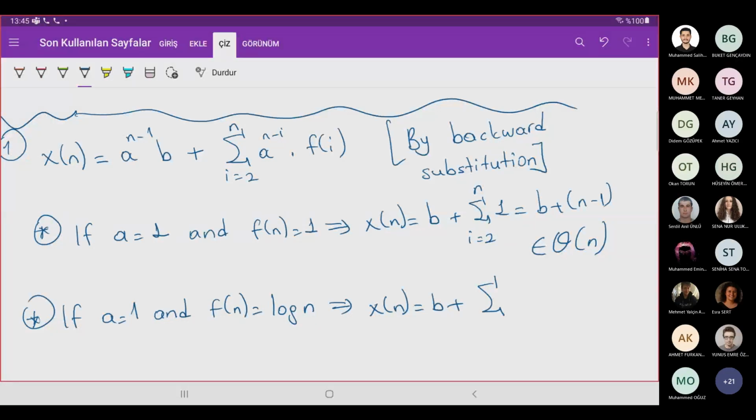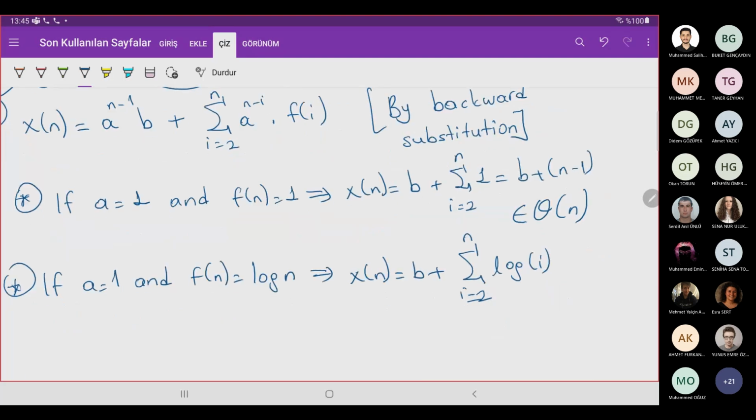b plus summation i from 2 to n of log i. So what is this? This is b plus the logarithm of n factorial, right? Because log 1 is 0. So we could have added it, it doesn't matter, it could be from summation 1 to n, it's the same thing. So it's basically the logarithm of n factorial.